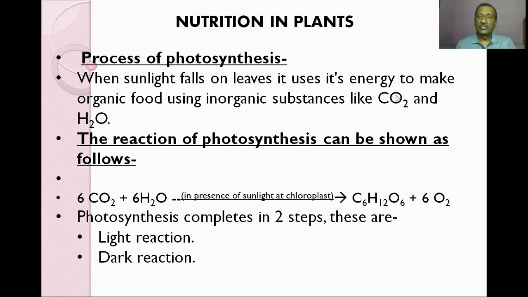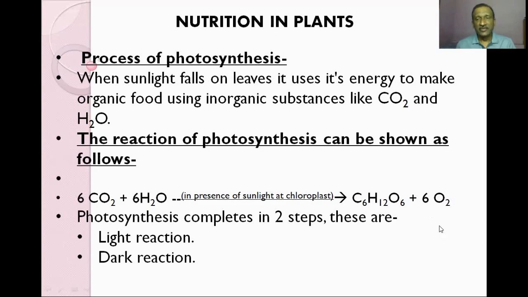When sunlight falls on the leaf, it uses its energy to make organic food using inorganic substances like carbon dioxide and water. This is the definition. The reaction of photosynthesis can be written like this: 6 molecules of carbon dioxide and 6 molecules of water combine together to make 1 molecule of glucose, and 6 molecules of oxygen will be given out as waste.